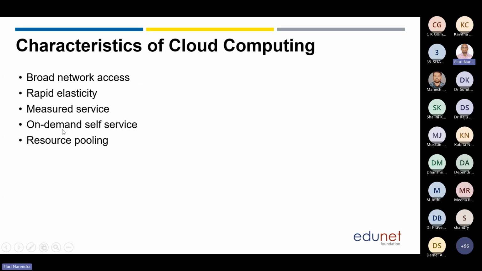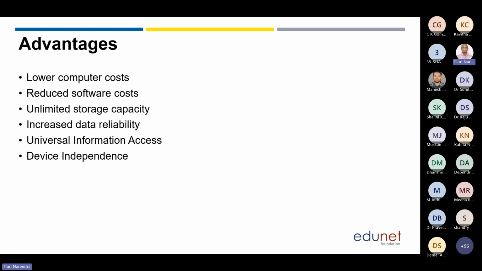The next one is on-demand self-service. On-demand self-service means the moment the client requests the service, at the same moment they get the service from the cloud service provider. That is called on-demand self-service. Resource pooling, we have already seen. All the services are pooled at the cloud service provider. The moment a particular client asks, one service is taken from the pool and access is given to the client, and so on. That is called resource pooling.